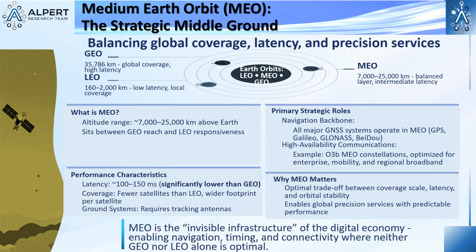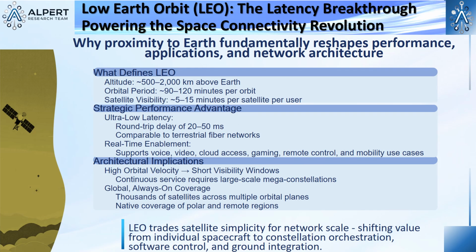MEO is the orbit of choice for all major global navigation satellite systems, or GNSS. We're talking GPS, GLONASS, Galileo. The altitude provides a good balance between orbital stability, coverage area, and the ability for those very weak signals to reach Earth effectively. And finally, LEO, the low-altitude champion.